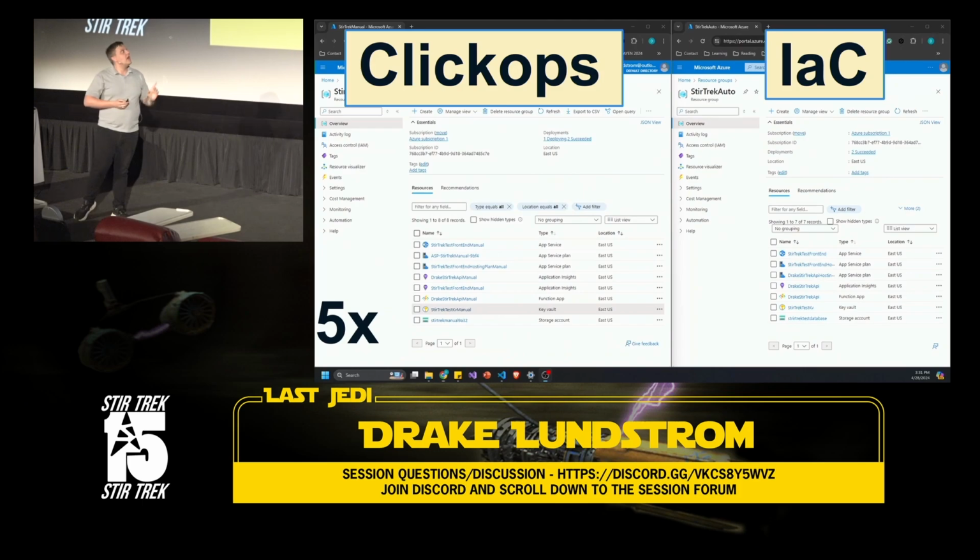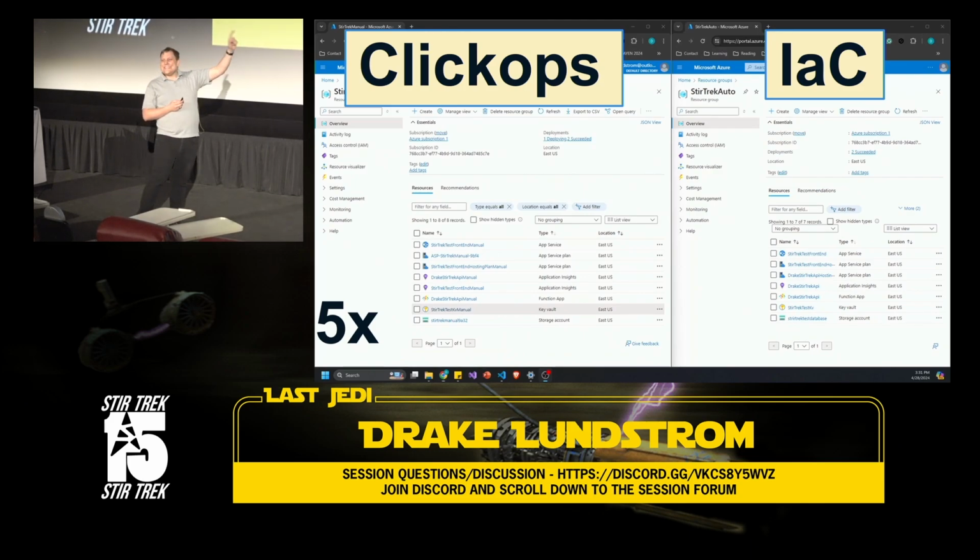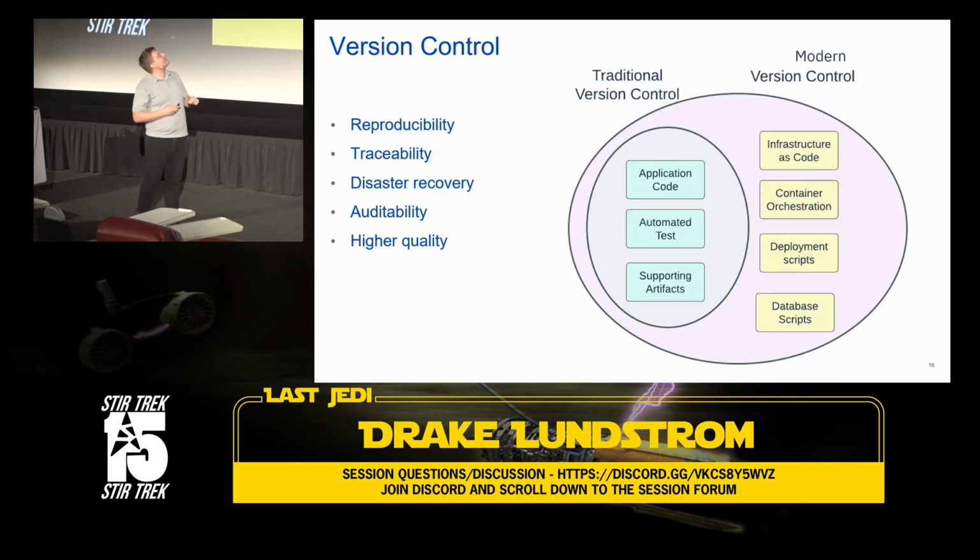And I'll be honest, the IaC probably took me an hour to write because I don't write it that often and I had to debug a lot. But here's the difference. When I debug my IaC and I fix it, it stays debugged. When I debug my ClickOps, I have to do it every time.